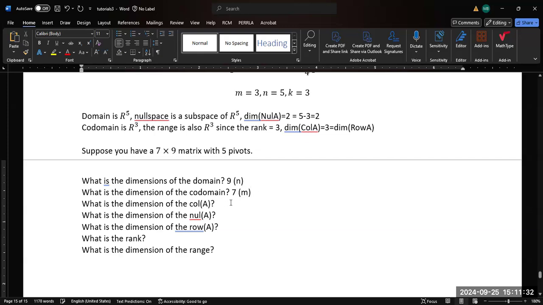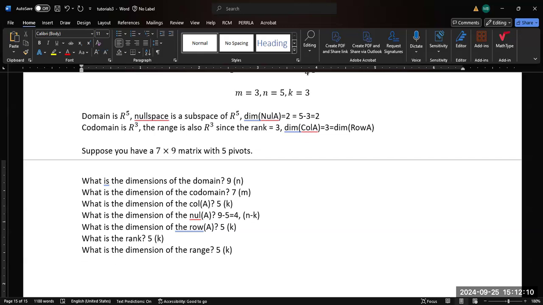What is the dimension of column A? That is going to be the number of pivots, which is going to be 5. What is the dimension of null A? In this case, it's going to be 9 minus 5, which is 4, because it's n minus k. What is the dimension of row A? Well, it's going to be 5 in this case, because it's the number of pivots. What is the rank? Just another fancy way of saying what is the dimension of the column space or the row space. What is the dimension of the range? Same deal. It just depends on the number of pivots.